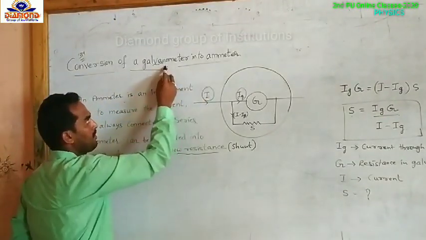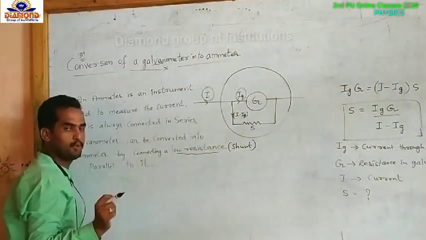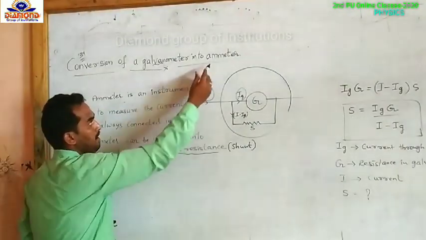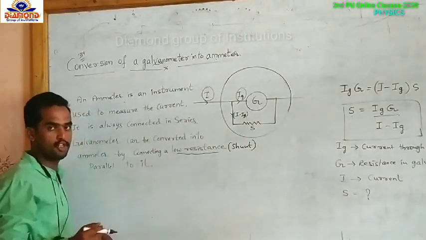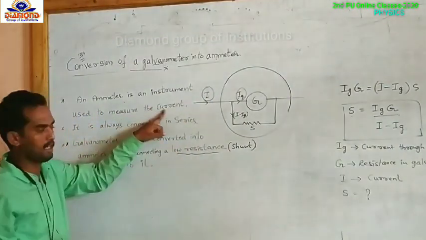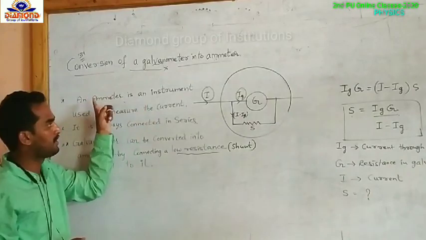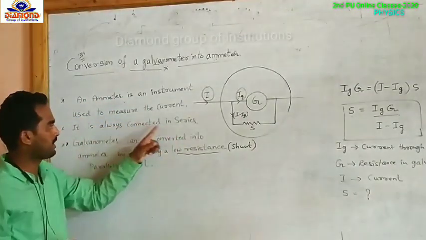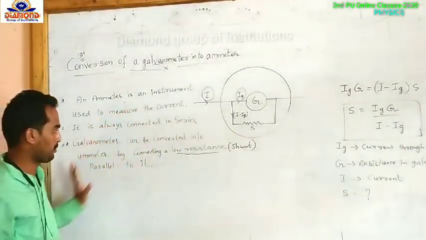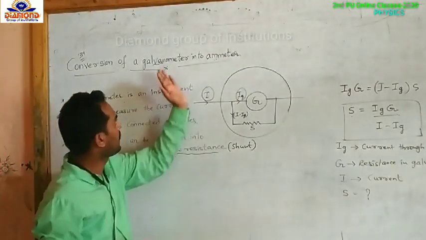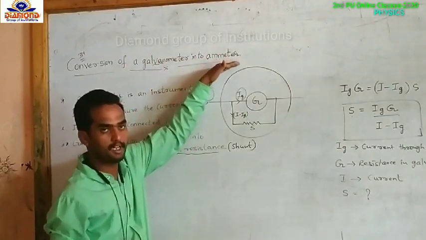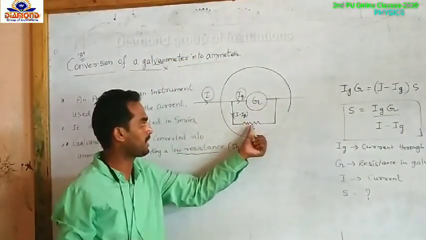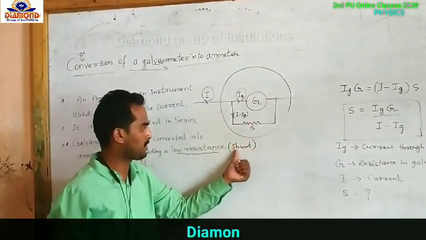A galvanometer is an instrument which shows small current deflection, and an ammeter is an instrument which is used to measure the current. Always remember, the ammeter is connected in series in any circuit. Then we convert a galvanometer into an ammeter by taking a small resistance, and that resistance we connect in parallel.